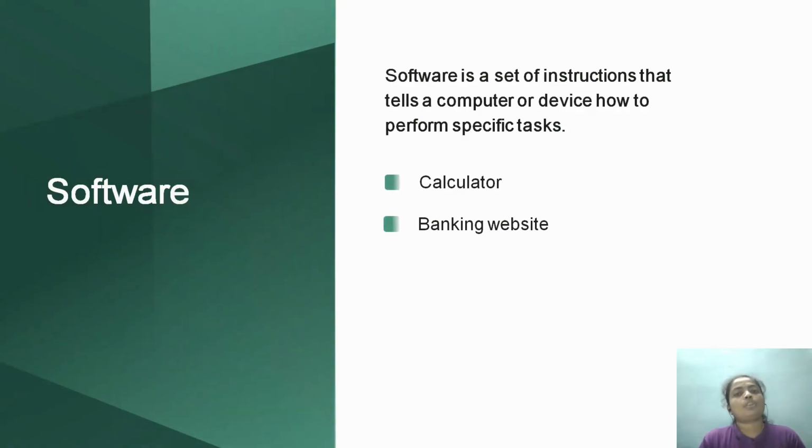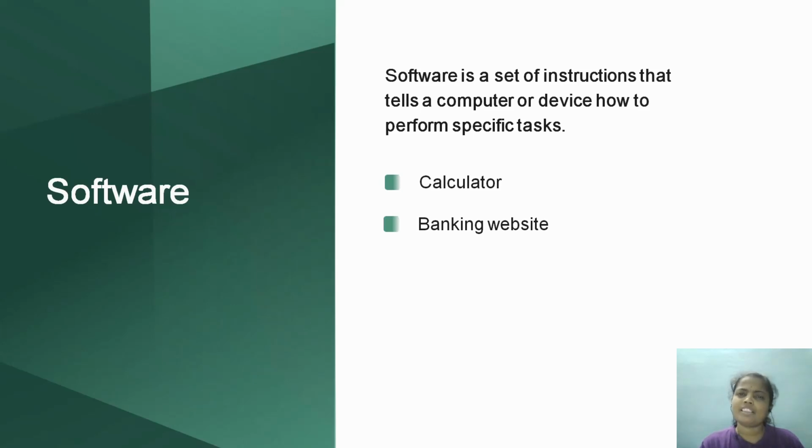Let's start with what is software. Software is a set of instructions that tells a computer or device how to perform a specific task. Your device may be a mobile or computer, any device. So software is going to provide a set of instructions that tells the device to perform a certain set of actions or tasks. Okay, let's make that simple.